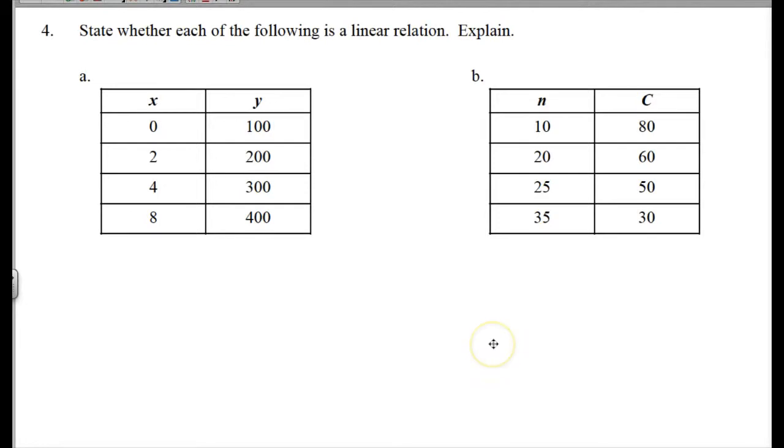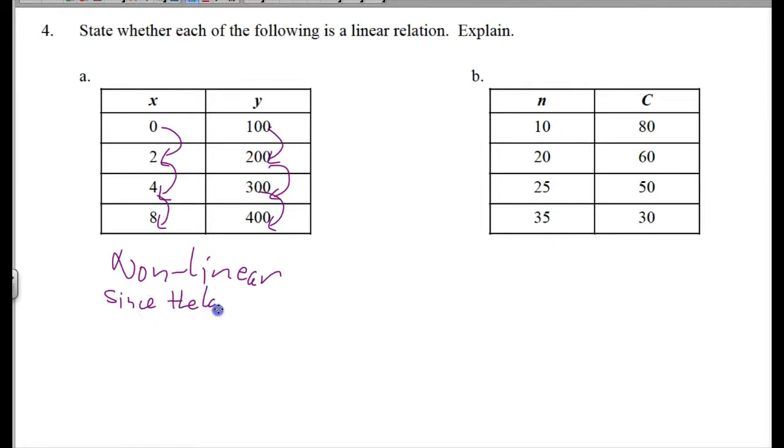State whether each of the following is a linear relation. Explain. Okay, so if we go up by 2, we go up by 100. Up by 2, we go up by 100. Up by 4, we go up by 100. So that's non-linear, since the last jump is x by 4 and y still goes up by 100.